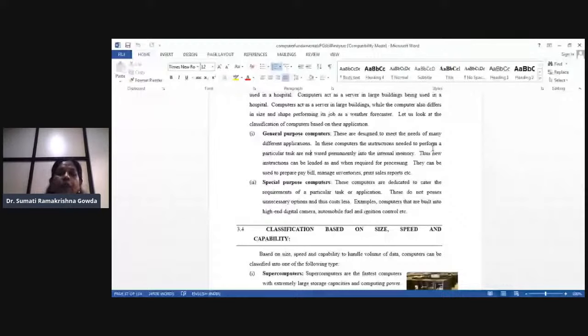In a normal computer, it is transferred into a chip. That chip is embedded in the computer. When you open the washing machine, you can see a motherboard with so many components on it. That is nothing but your microprocessor. So a chip is embedded, so it is called special purpose.